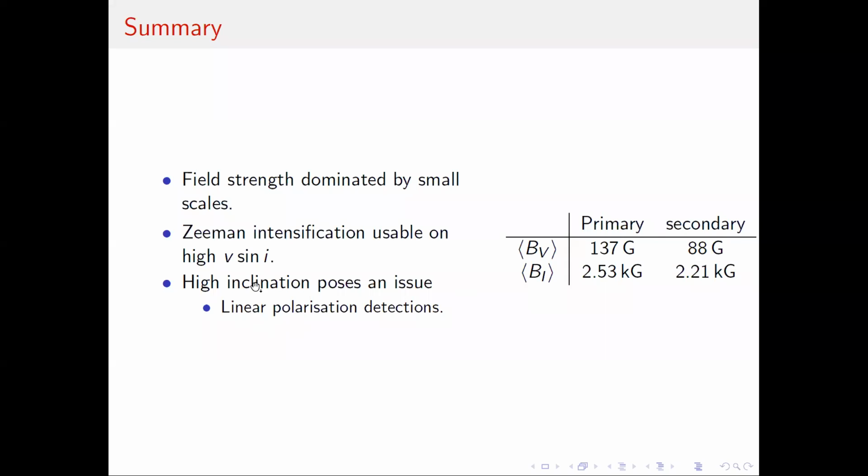We can use Stokes intensification once again on high v sin i's. From what I've seen, UV Psc is the largest v sin i value that this has been successfully done on cool stars, which is good news. The only challenge is to find unblended lines. High inclination poses an issue, but we've at least tentatively said that linear polarization seems to be able to remove this degeneracy and allow us to observe antisymmetric magnetic field structures. And yes, that's it for me.